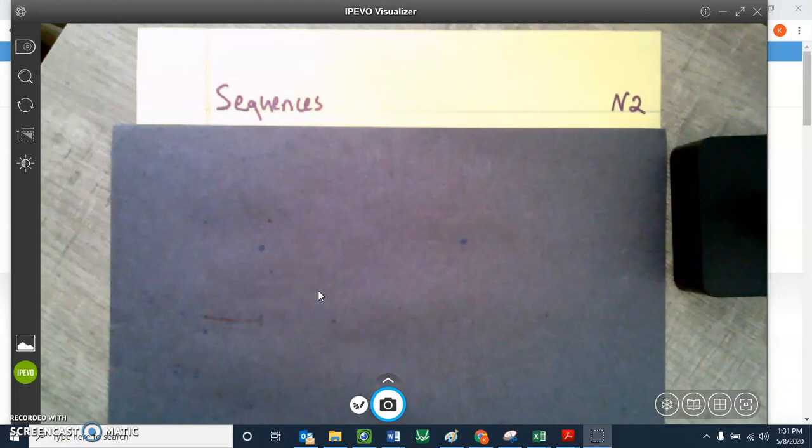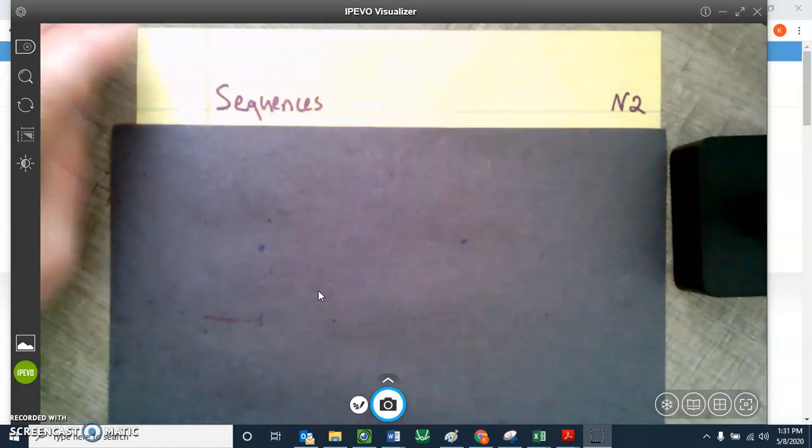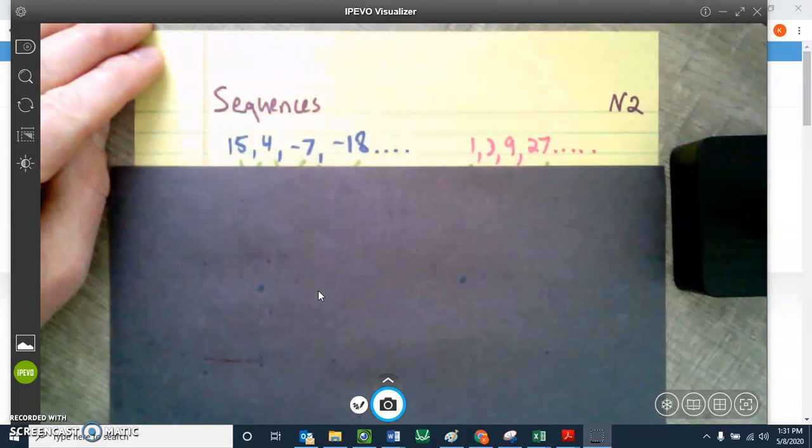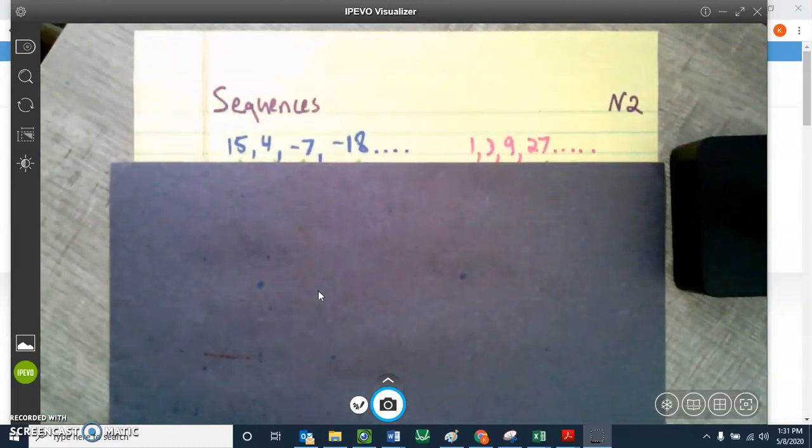Here for round two, we are going to talk about a more specific type of sequence this week and next week, actually. So I put two sequences up here. The first one is 15, negative 4. I mean, you read it. You don't need to. These are two different types.